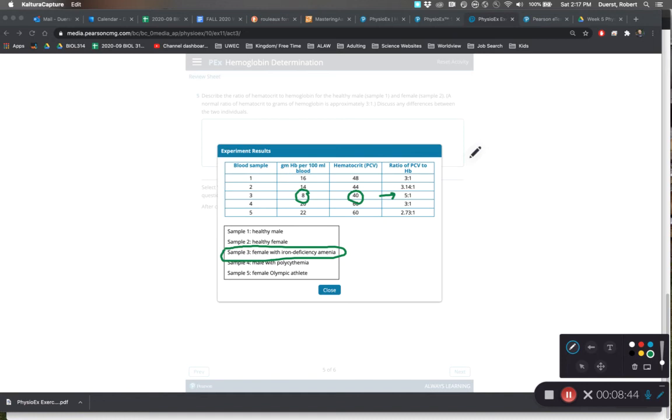And per red blood cell of all of the samples that we looked at, samples 1 through 5, the iron deficient female is going to have the lowest concentration of hemoglobin per red blood cell. Or to phrase it differently, per red blood cell, this individual has the lowest oxygen carrying capacity due to the lack of iron that corresponds to the lack of hemoglobin.